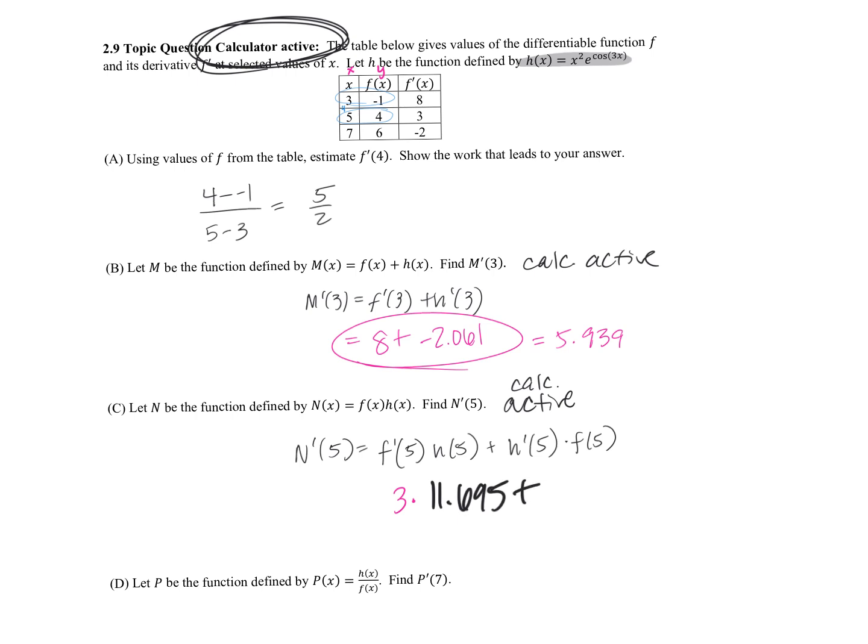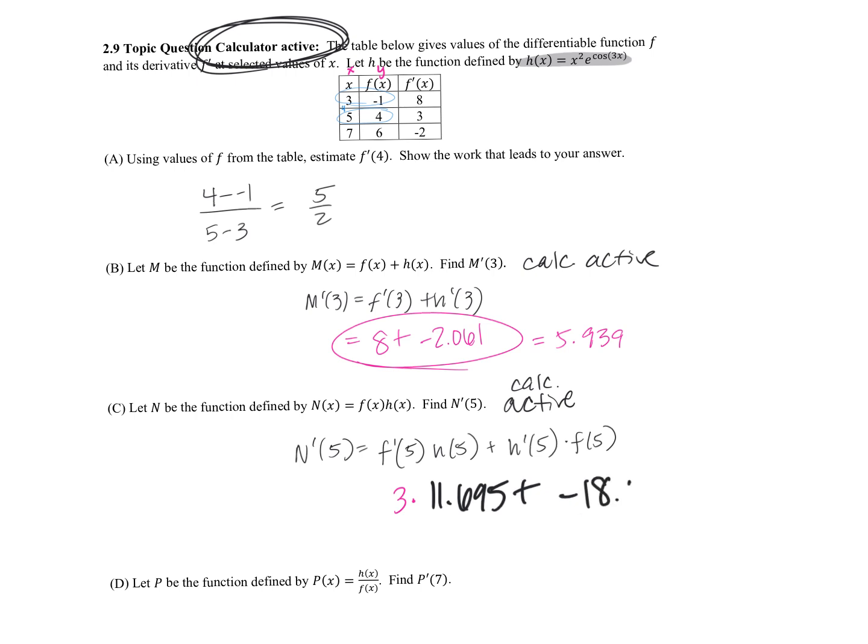0.695 plus. How are we going to do h prime of 5 now? Now we go back to math 8, or you could just hit the up arrow and change where you want that derivative, because it's the same function, e to the cosine of 3x. Just change that 3 to an 8 this time. Wait, what do we want? 5.